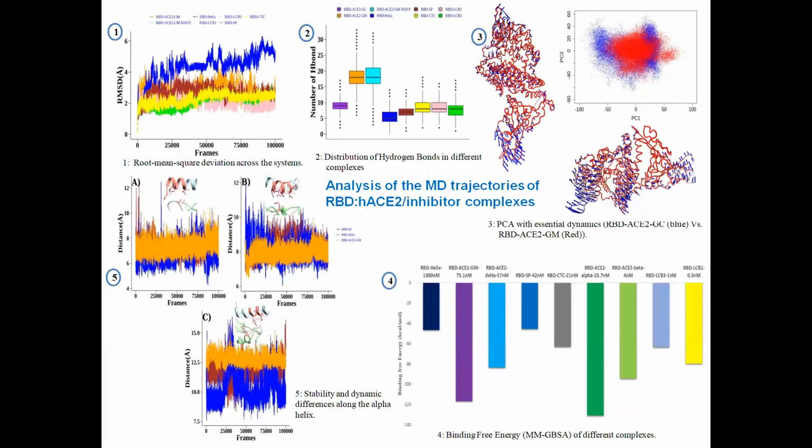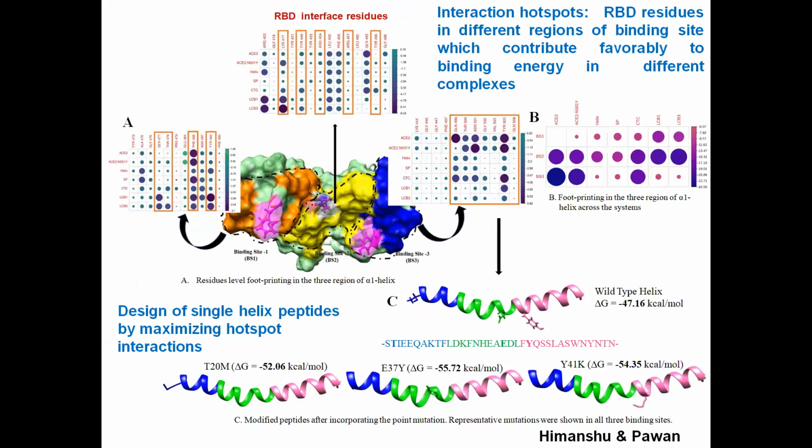So what we did is, of course, we analyzed all these RBD-ACE2 complexes. A variety of analysis was done, and of course there are challenges. You really do not reproduce the experimental binding affinity. In some cases you can match, in some cases you cannot match. But instead of going into all these details, what I will summarize is, the RBD surface can be put into three different regions. You can say binding site 1, binding site 2, and binding site 3.